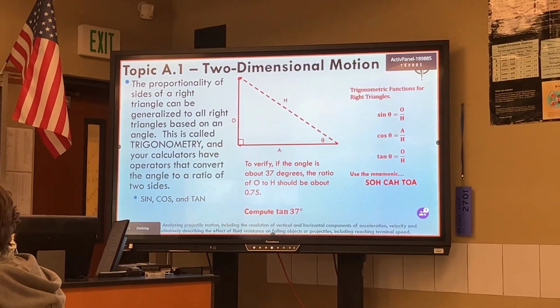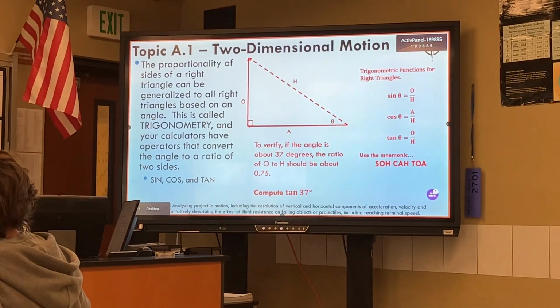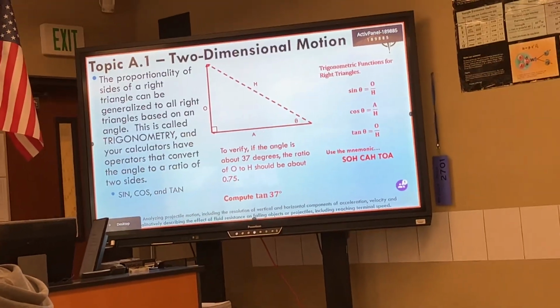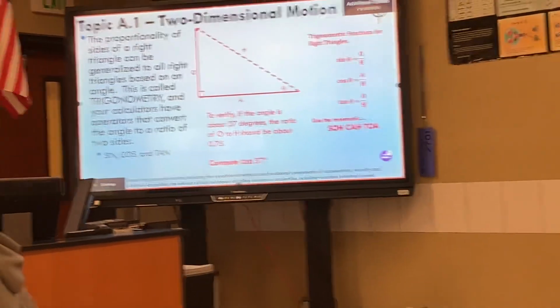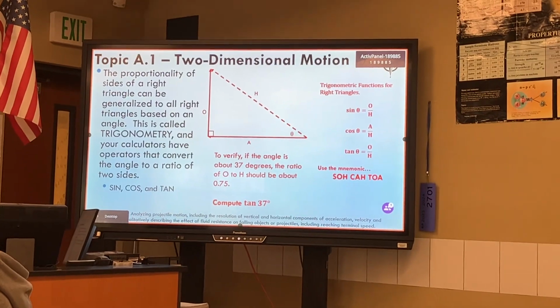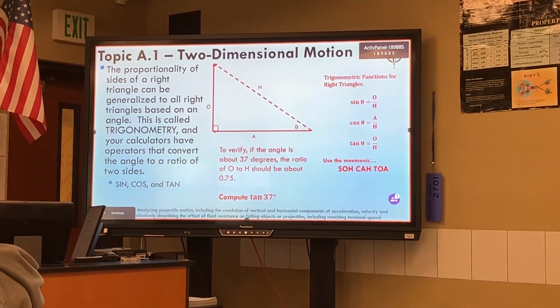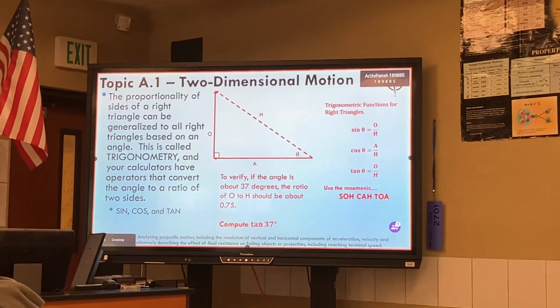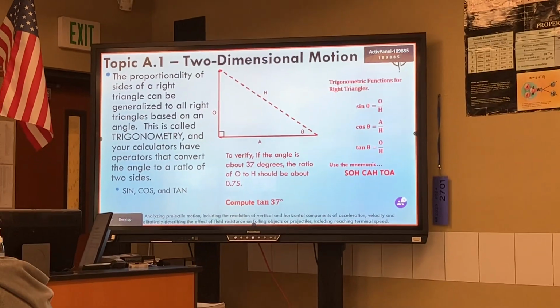Now, if you type in and compute tan 37, use your own calculator or use my yellow calculators, and just punch in tan 37. You should get about 0.75. So please check that quickly. I got a nod of yes. If you don't get 0.75, then your calculator is not in what we call degree mode. It has to be in degree mode.